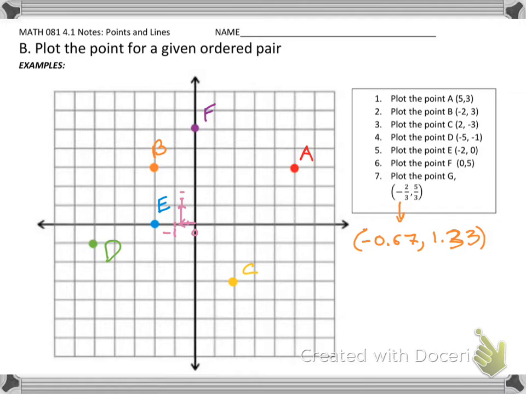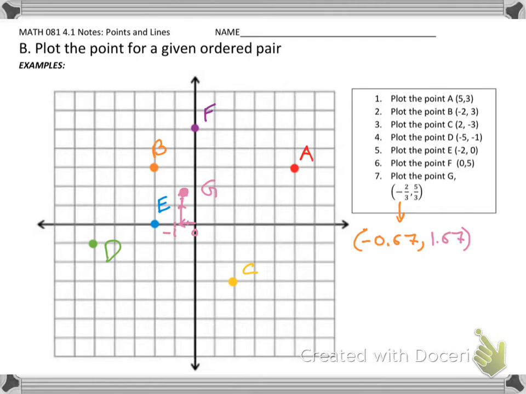And then if you can imagine tiny little tick marks here, I'm sorry, this is not 1.33. This is 1.67, 5/3. So I'm going to go 2/3 of the way up like that. Okay, and so I've finally gotten to the point that I want to get to. And so I'm going to put a dot right there, and that is point G right there.